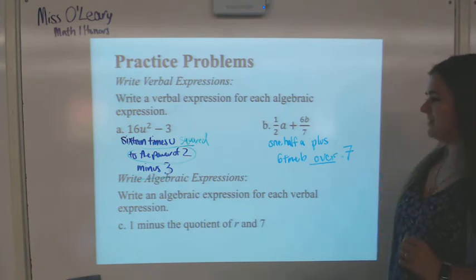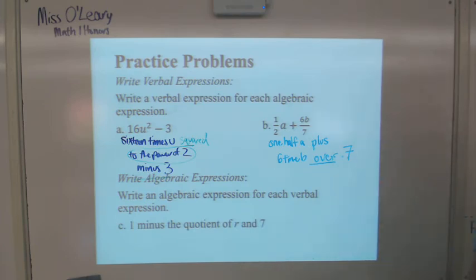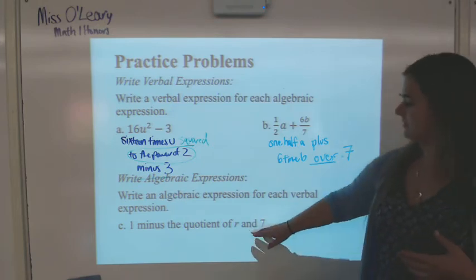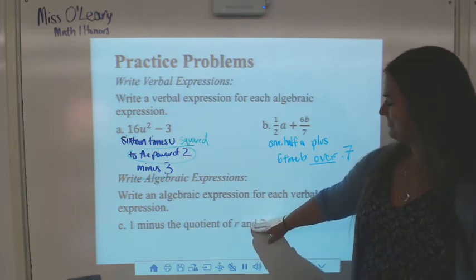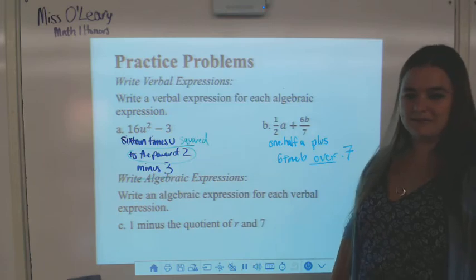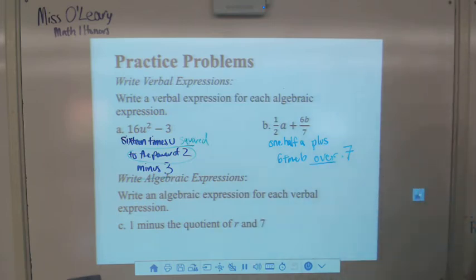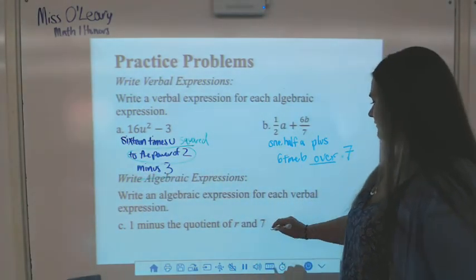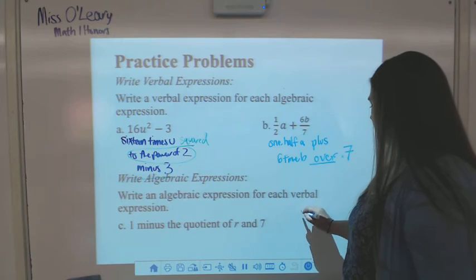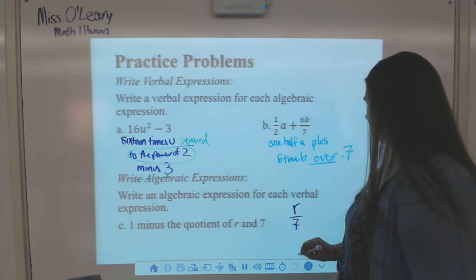First practice problem here, when I'm taking my verbal expression and I want to turn it back into an algebraic expression, I want to write this using numbers, variables, and operations, not words. So if I take 1 minus the quotient of r and 7, I'm going to deal with the second half of that statement first. The quotient of r and 7. Well, quotient tells me division, so I have r over 7.